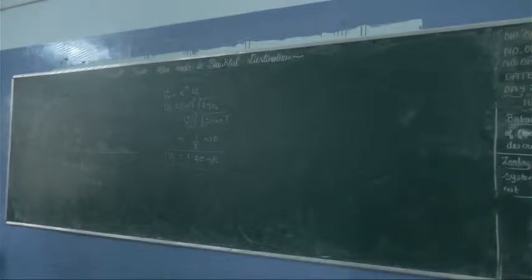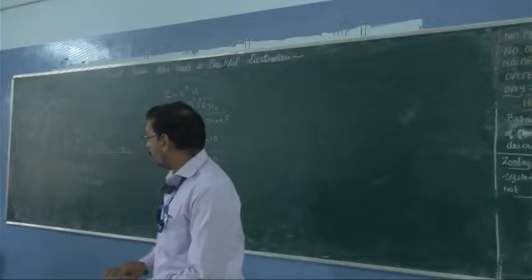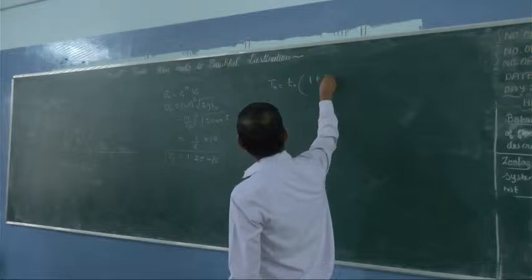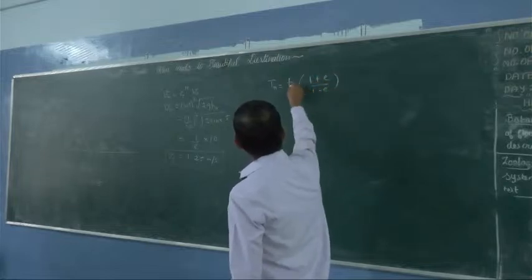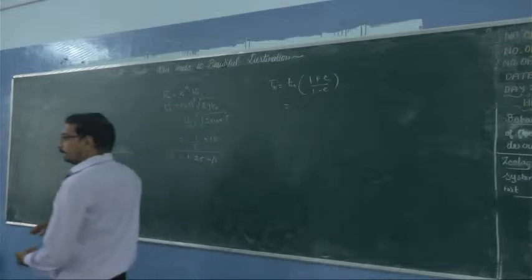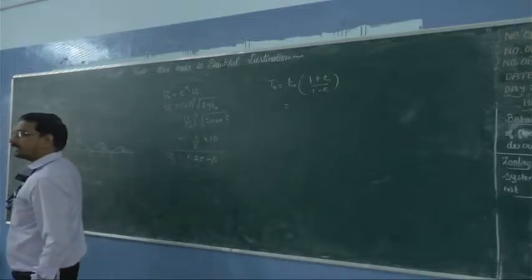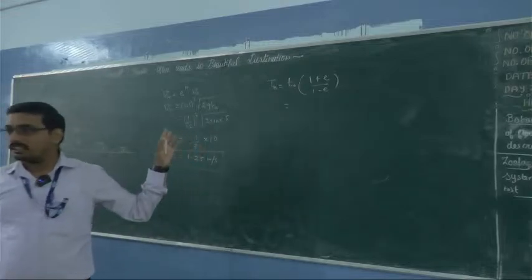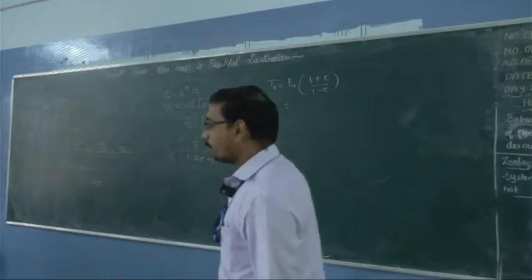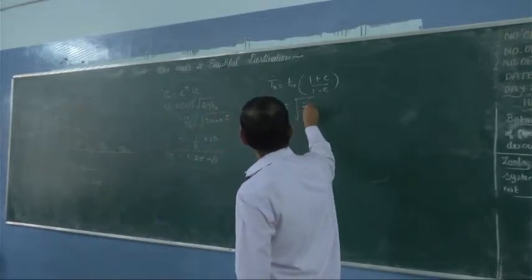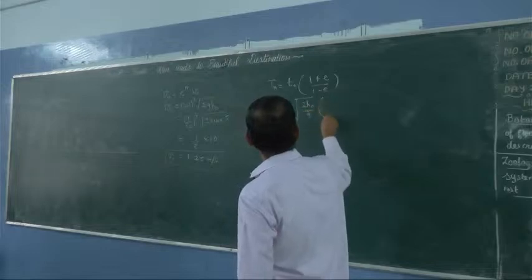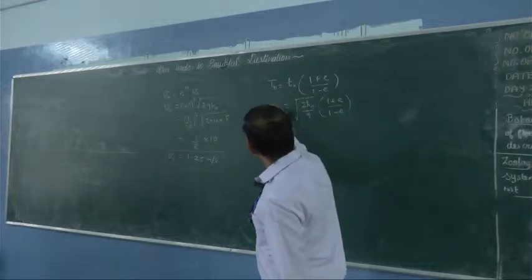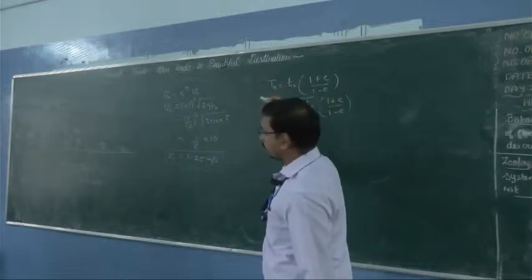So what is the equation to calculate the time taken to produce n number of rebounds? Tn is equal to T naught into (1 plus E) by (1 minus E). How will you calculate T naught? What is T naught? Time taken to reach the ground initially. From the beginning height to reach the ground, the time it takes is called T naught. How will you calculate T naught? T naught formula is root over 2 H naught by G. Then (1 plus E) by (1 minus E). Again, this is nothing but the total time taken to produce n number of rebounds.